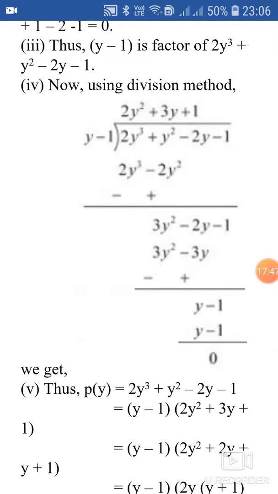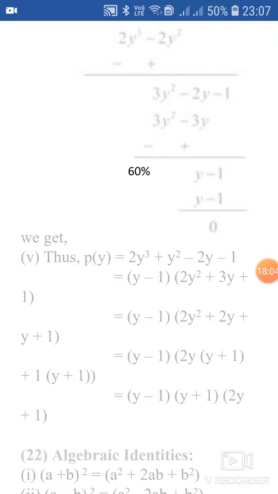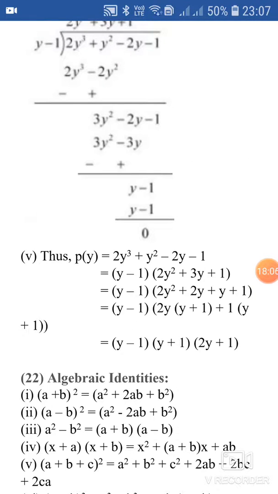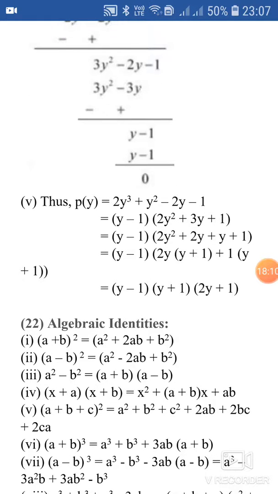Now we get another equation, a quadratic now, as we discussed at the start: 2y square plus 3y plus 1. It's a quadratic equation. Now for that quadratic equation, we have to split the middle term. You have all done this in class 8. So when we split the middle term, 2y square plus 3y plus 1. Just see, in the fifth step we have done: the first factor is y minus 1, the second is 2y square plus 3y plus 1. Now we have to split. We cannot keep it as a quadratic.